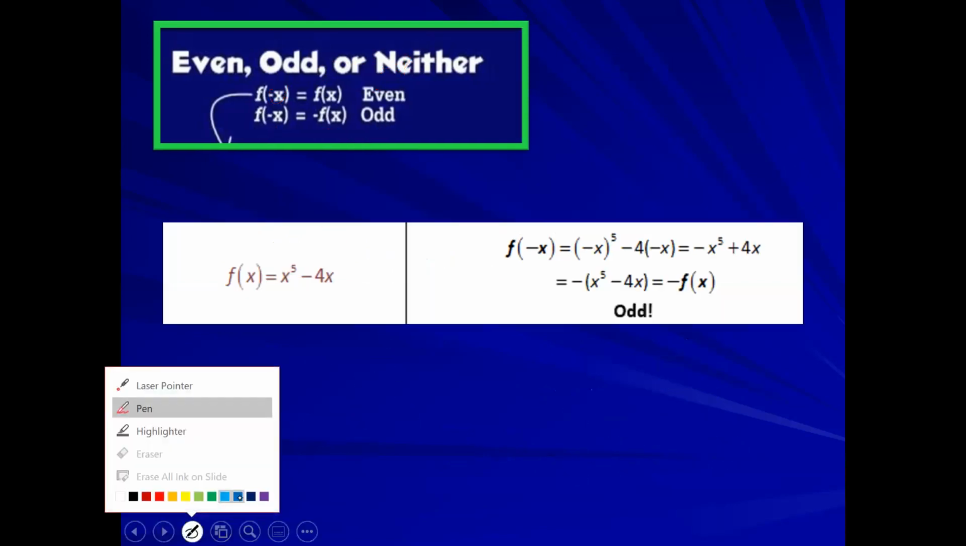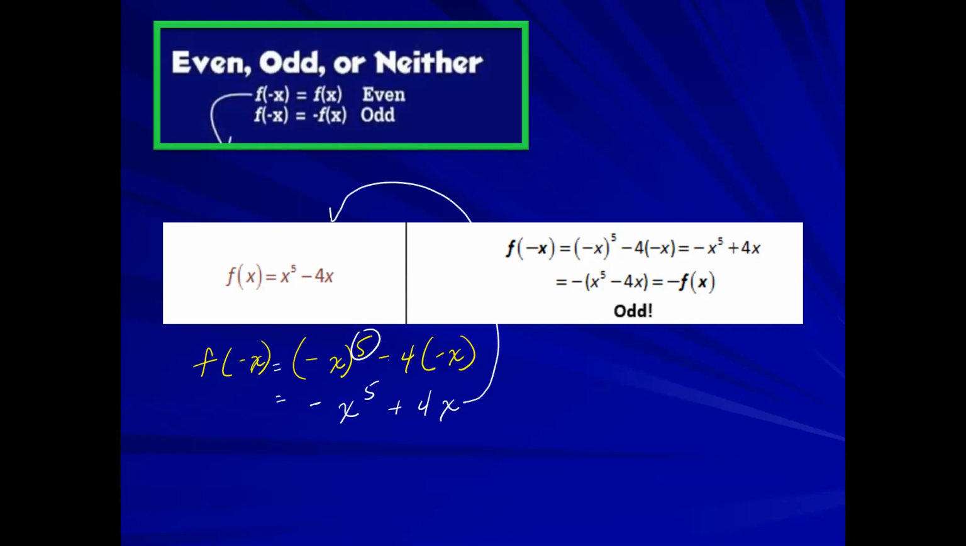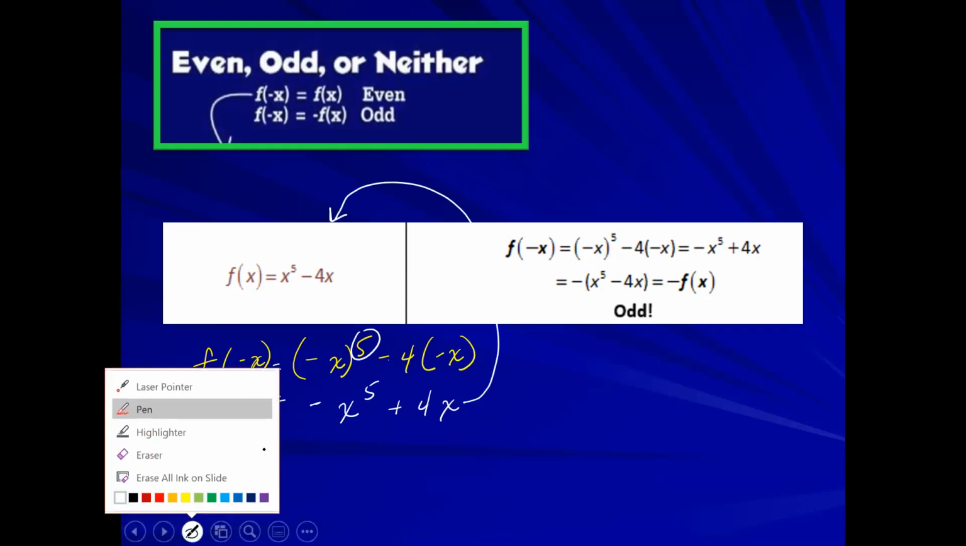So good job. Next one, let's take a look at this here. Let's replace it. Negative x to the 5th power minus 4 times negative x. Now, this one is odd, and because it's odd, your overall answer is going to be a negative x to the 5th power. Negative times a negative is a positive 4x, and so I'm going to take this and see. Is this the original? No, it's not. It's kind of like opposite signs.